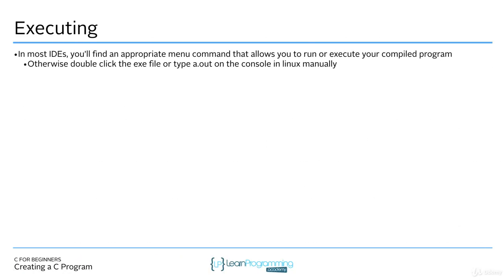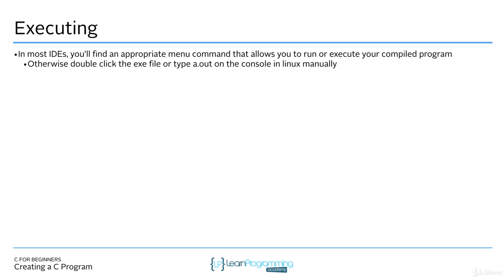After you've finally done all this and you've linked it and you've got your executable file, you can then run the program. In most IDEs, this is just going to be a menu click. Or you can double click in Windows. You can double click the exe. And if you're on Linux, you just type in a.out.